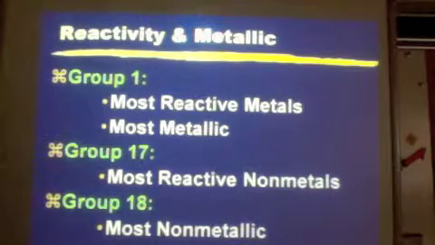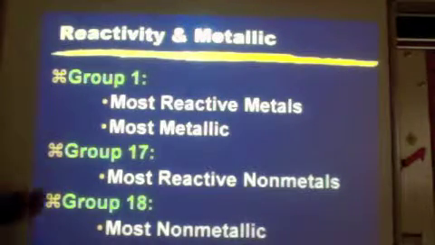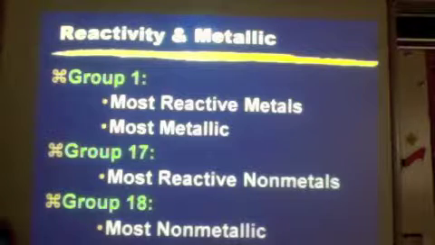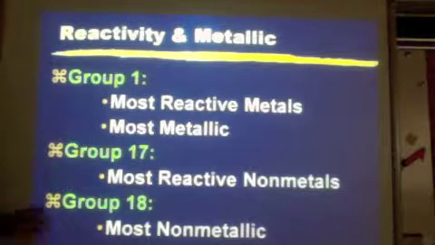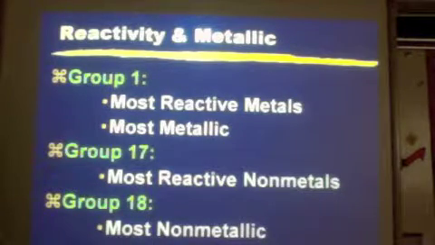A few things that I just want to emphasize on these groups. You've talked about these in the last video. Group 1 are your alkali metals. They are the most reactive metals, most metallic. Group 17 are your halogens. They're the most reactive nonmetals. Group 18 are most nonmetallic.